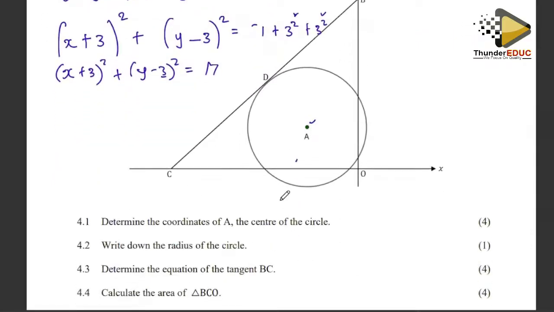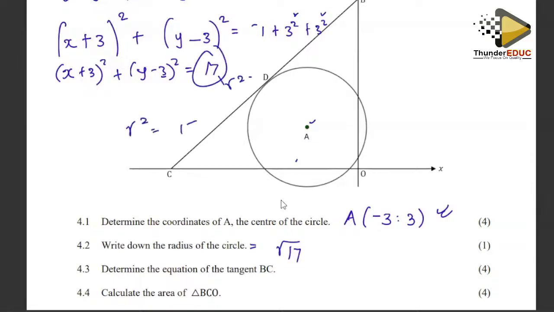They are not interested in the radius, they are only interested in the center point. So we're saying A is going to be -3 for x, +3 for y. Perfect. Then they were asking for the radius of the circle, which is just going to be the square root of 17, because this represents r squared. So if r squared is 17, then r alone will be the square root of 17.